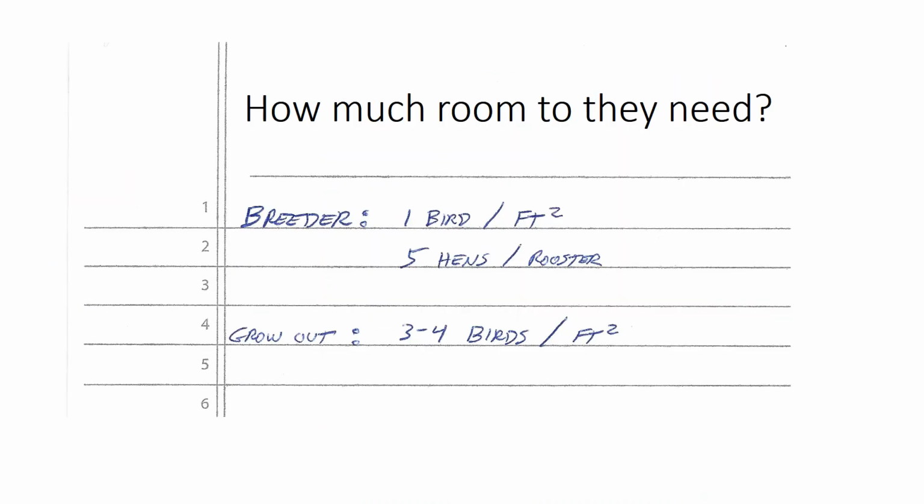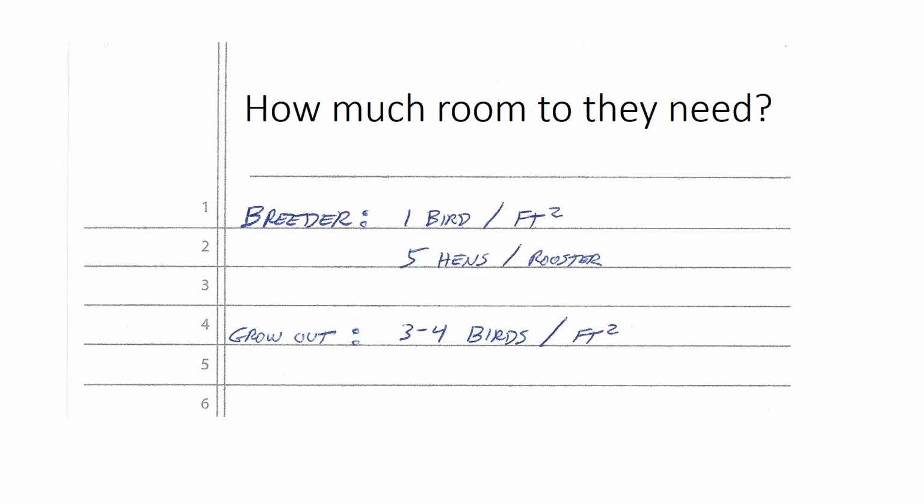Breeder. All right, so how much room do they need? And you'll have to pardon the chicken scratch for handwriting, but I just took pictures of some notes that I kept while I was doing this. The breeder, it's one bird per square foot. And now I put 5 hens to 1 rooster. So there's 6 birds altogether. That's what they need for when they're an adult. They need a square foot per bird minimum.